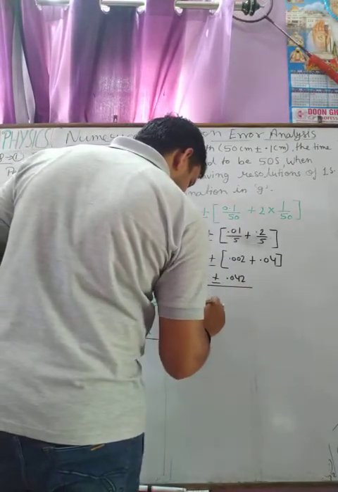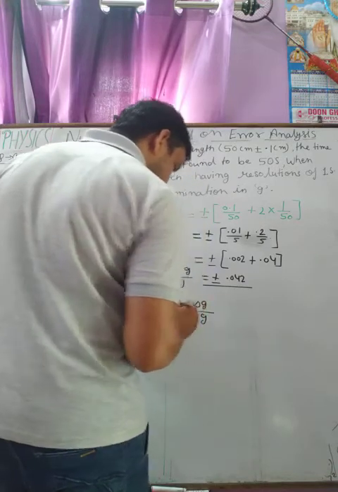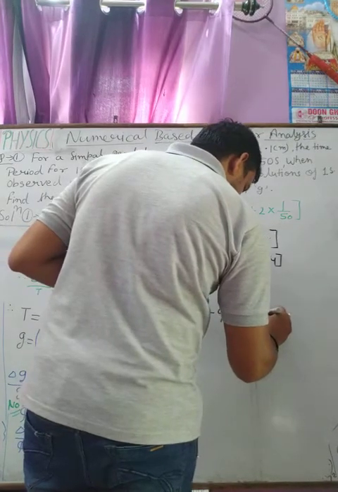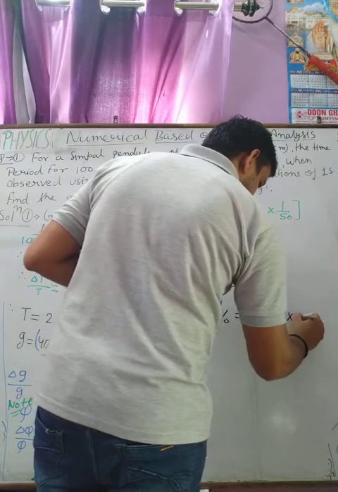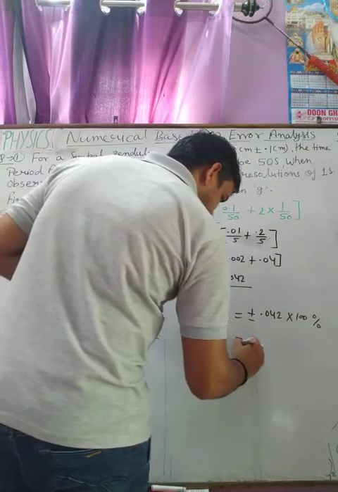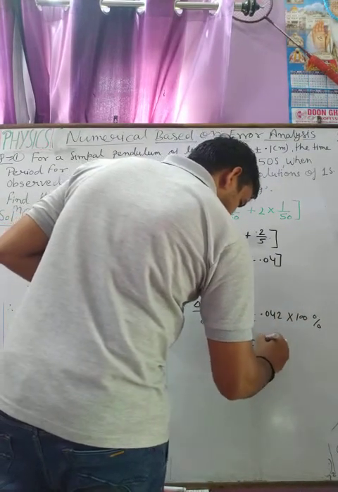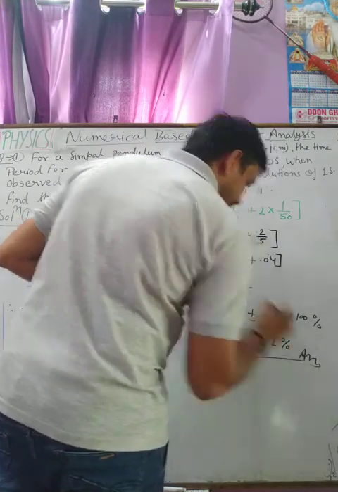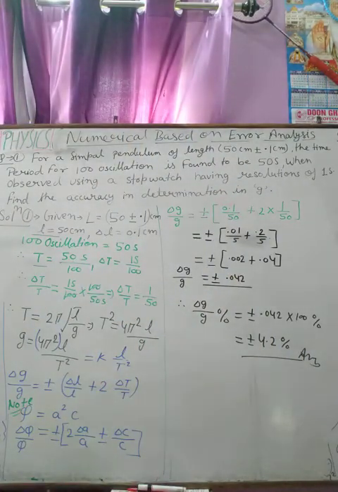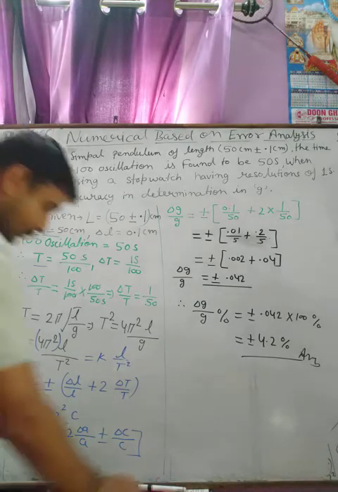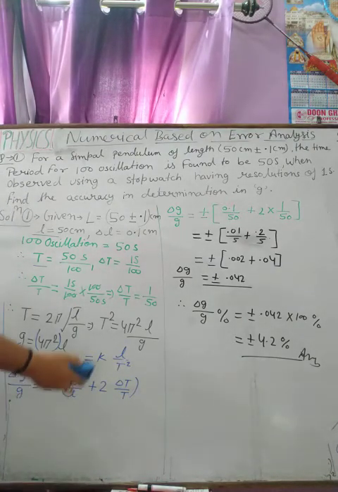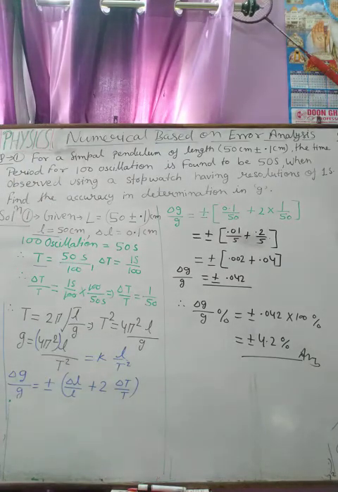Therefore, percentage error del G upon G percentage is equal to plus minus 0.042 into 100%. So we get it is plus minus 4.2% is error in calculation of G. So student, copy all these. This is what I am solving for you for the condition for basic calculation.